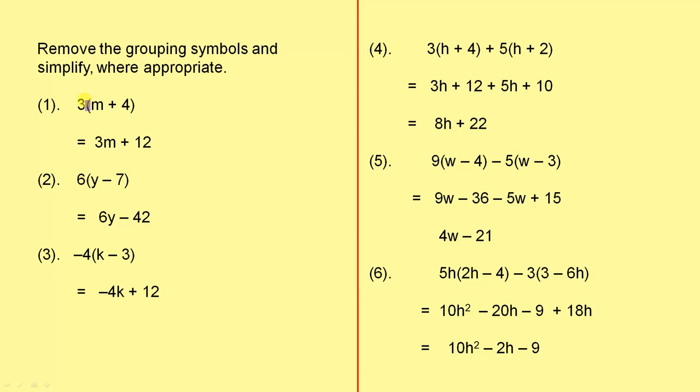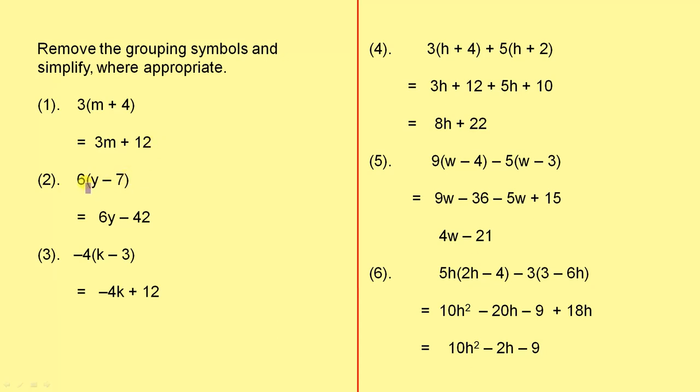So here we have 3 outside of m plus 4. Now that 3 is multiplied by each term inside. 3 times m is 3m, 3 4s are 12. They are unlike terms, so they stay like that. We cannot add them together.